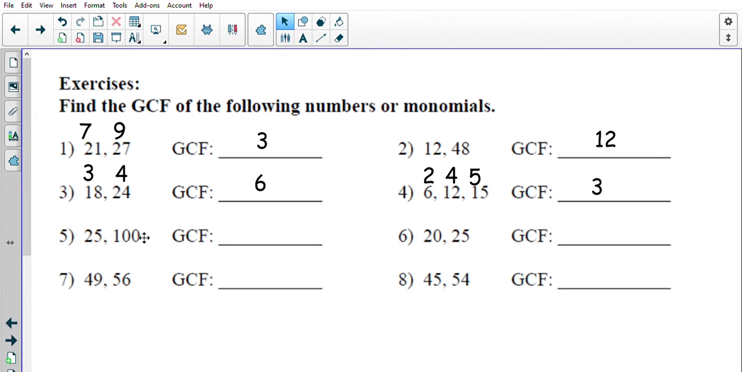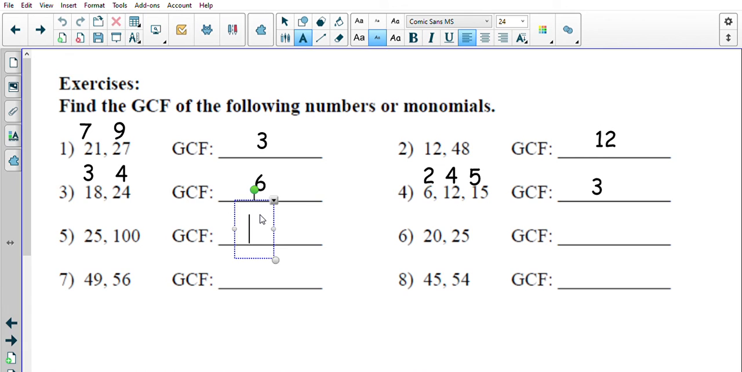Number 5, 25 and 100. What's the greatest common factor of those 2 numbers? If you're thinking 25, you're correct, because 25 goes into 100 evenly 4 times. And if I take 25 divided by 25, I get 1. If I take 100 divided by 25, I get 4. So my greatest common factor is indeed 25.